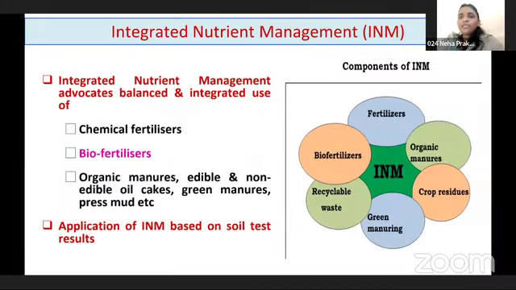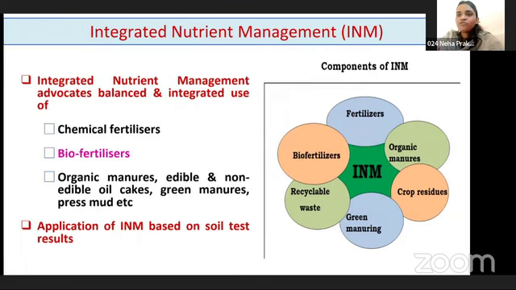Then integrated nutrient management. What happened? We are generally using the fertilizer, that is an inorganic fertilizer in our field. That urea is there, SSP is there. So by using only that fertilizer, we have to combine that with the organic fertilizer is there, such as a bio fertilizer, organic manure is there, green manuring is there. So by combination of this inorganic as well as organic fertilizer, we have to apply it in our field so that it will increase our crop growth and sustain the soil fertility.